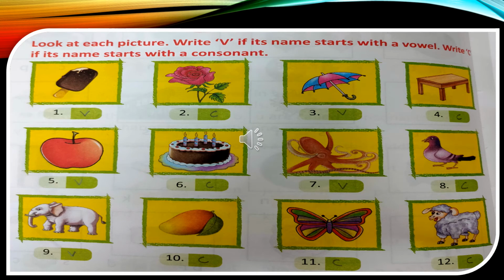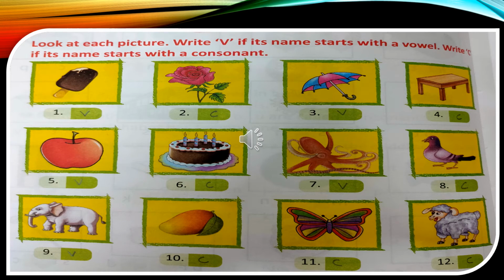In this exercise, look at each picture, write V if its name starts with a vowel, write C if its name starts with a consonant. So, if the name starts with A, E, I, O, U, any of the vowels, then we will write V. But if the name of the picture starts with any other alphabet, it will be a consonant, so we will write C.